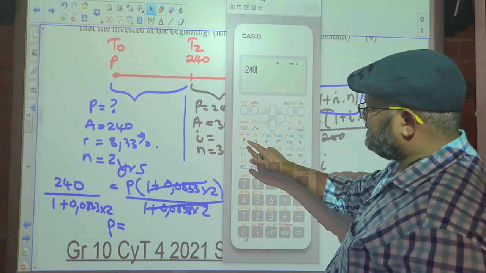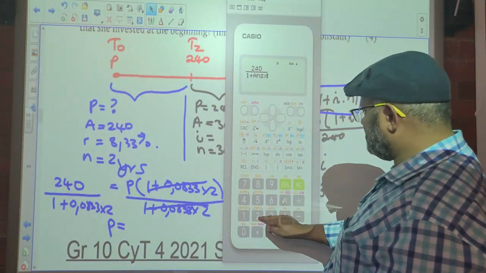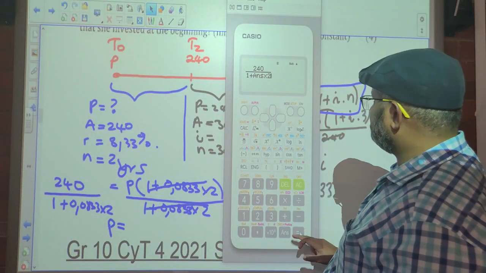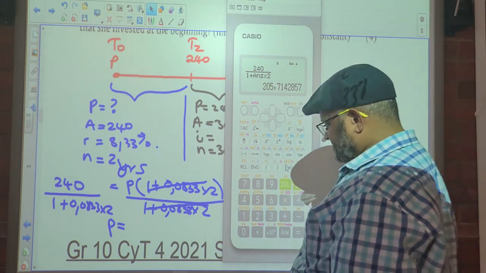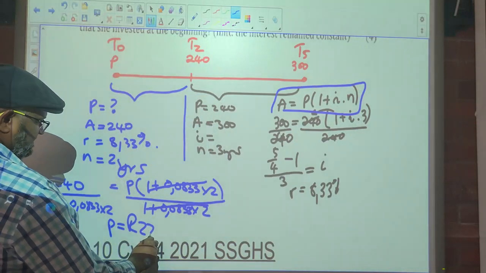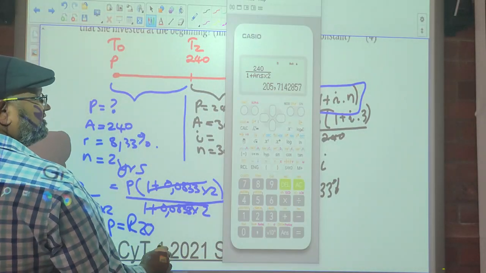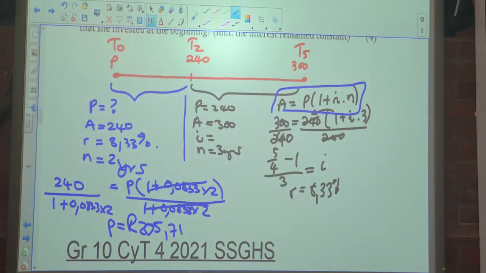It's 240 over 1 plus, that answer is the last answer calculated, times 2. 205 Rand and 71 cents. That's what you guys got? Yes. 205 Rand and 71 cents. Where did I go wrong?